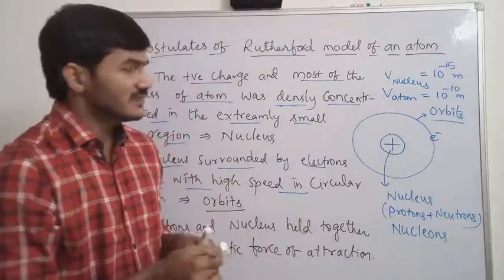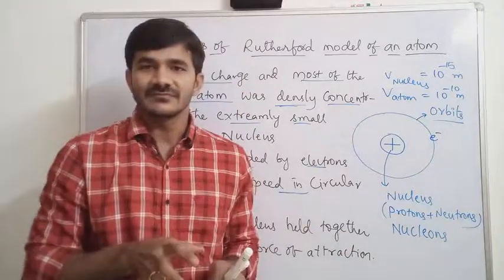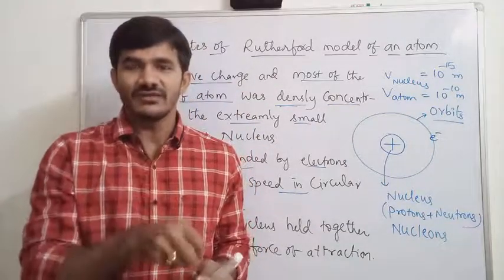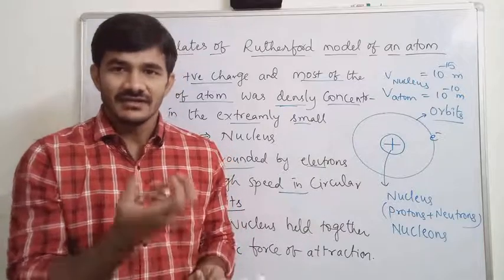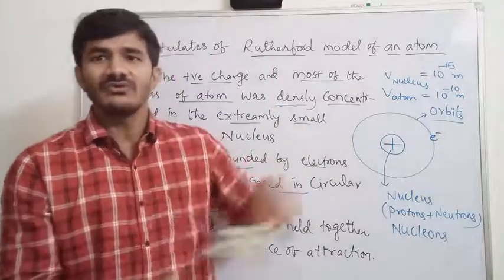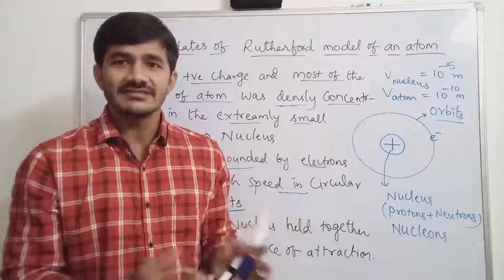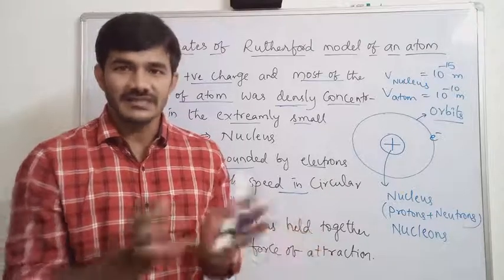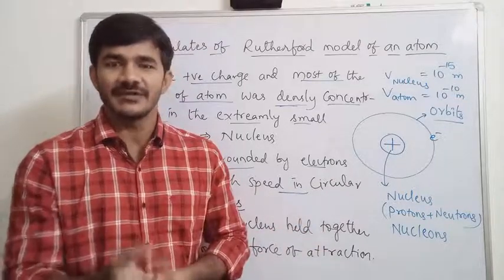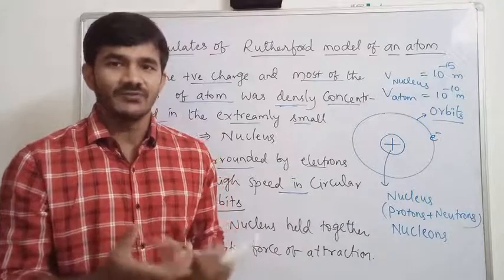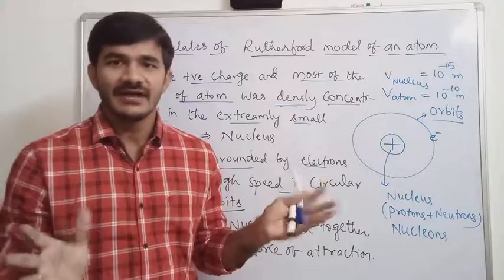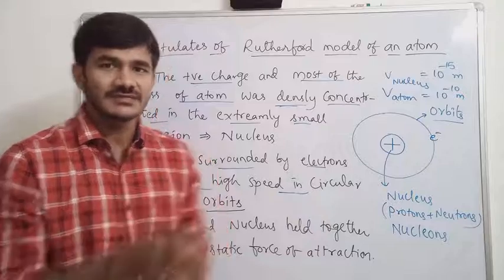If you observe a cricket stadium, the cricket ball is in the center of the ground. We have to imagine that cricket ball as the nucleus, and the total ground as the atom. That much smaller is the nucleus compared to the volume of the atom. The volume of the atom is very big and the volume of the nucleus is very small.